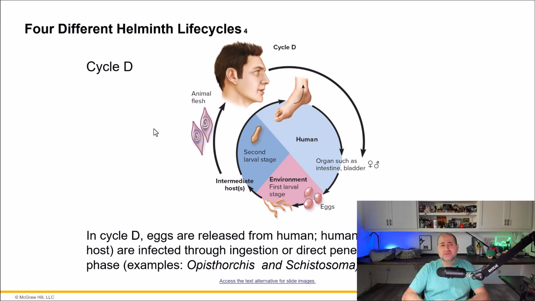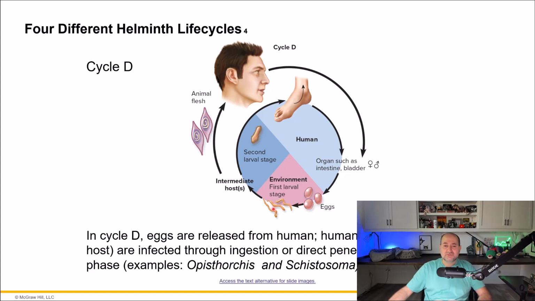And the 4th life cycle, cycle D. In this case, the human, the definitive host, is infected either through ingestion or through direct penetration of the skin by the larval phase. Examples of these worms are Enterobius and Schistosoma. Those worms migrate to the intestines or the bladder. Eggs are formed. Those eggs release larvae. There's the fertilization to form eggs. Those eggs are secreted usually through the feces.